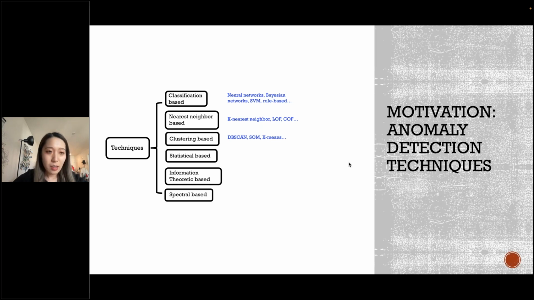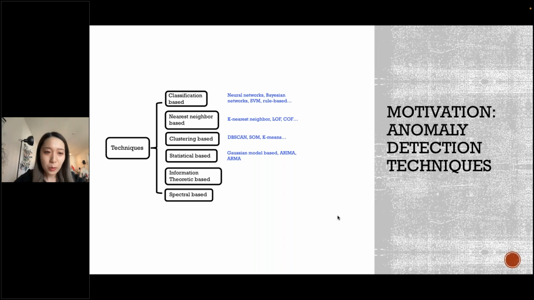And next, the fourth method is the statistical based. It assumes that normal data instances occur in high probability regions of a stochastic model, while anomalies occur in very low probability regions of a stochastic model. Because it is statistical based, we can have parametric or non-parametric statistical models. For example, parametric ones include Gaussian based models, or for time series, we can have ARIMA or ARMA models.